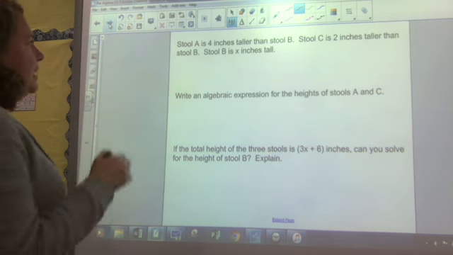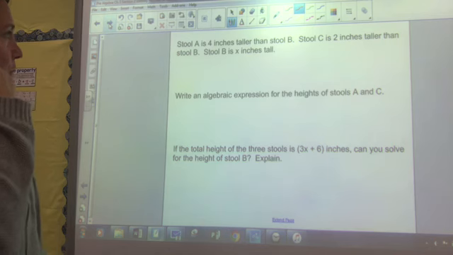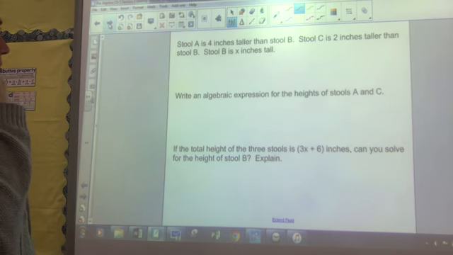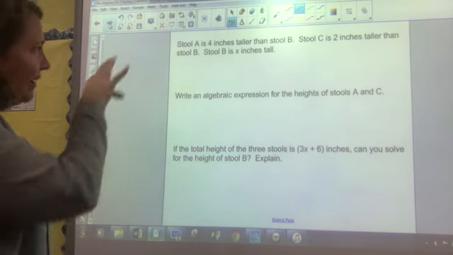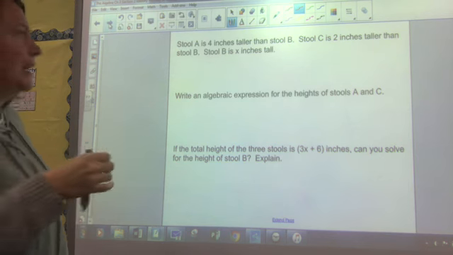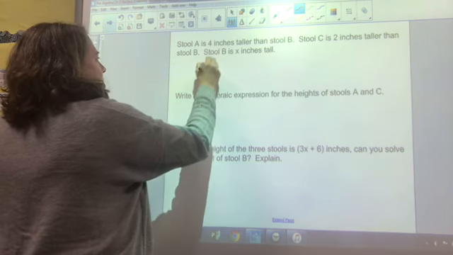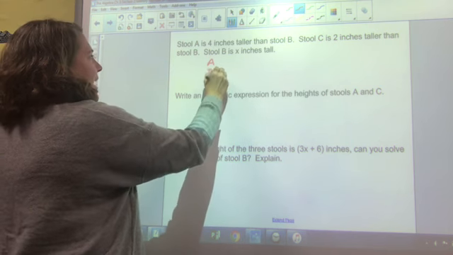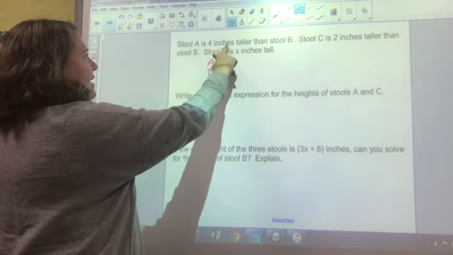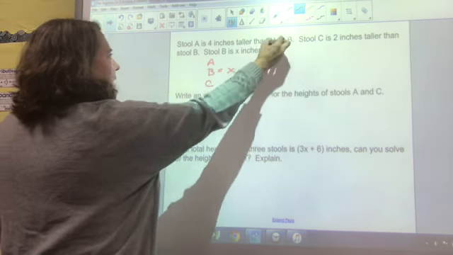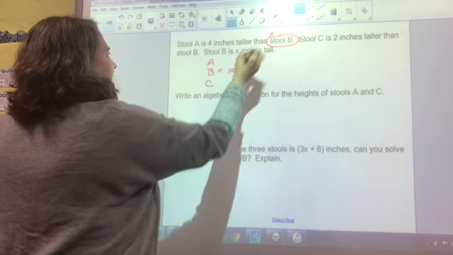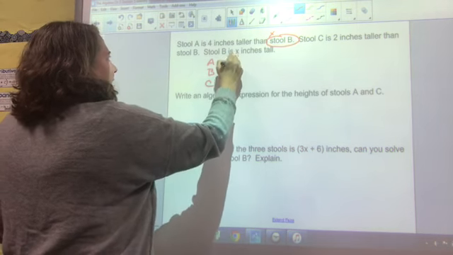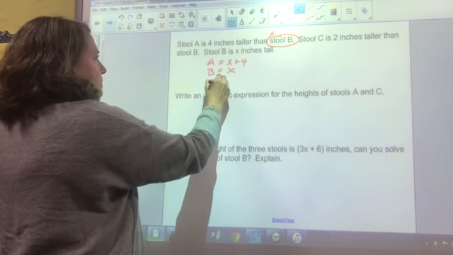All right, story problem. Stool A is 4 inches taller than stool B. C is 2 inches taller than stool B. Stool B is X inches tall. I have more than one item, so I'm going to create a chart. I have stool A, I have stool B, I have stool C. Stool B is X inches tall. Stool A is 4 inches taller than B. Stool B is X. So A is X plus 4.